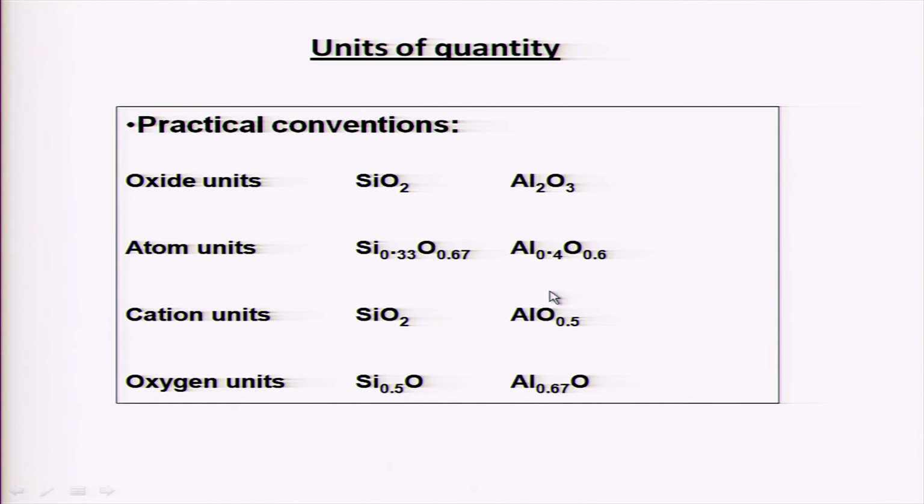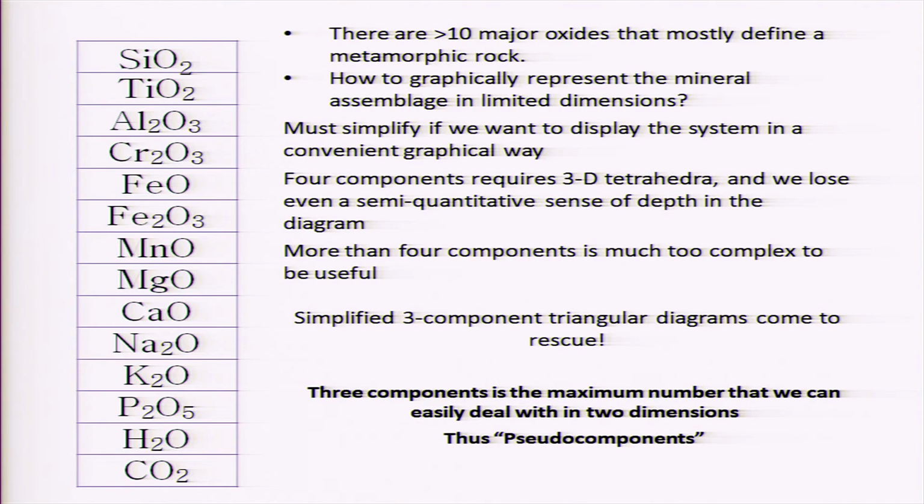The components, both system and phase components, can be expressed either as oxide units or as atom units, or as cation units or as oxygen units. So, any way they can be expressed, there is total independence of that. But when we look at a rock, we see that there are at least 10 major oxides that mostly define any rock, and because a metamorphic rock is a transformation of a pre-existing rock or a protolith, those same components, if it is an isochemical transformation, will be there.